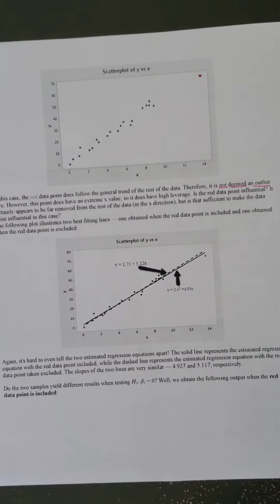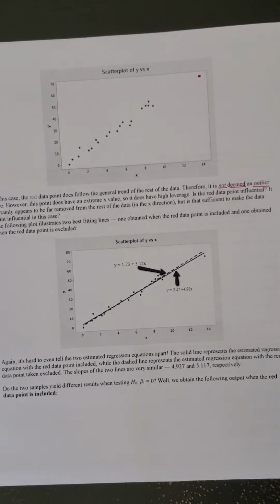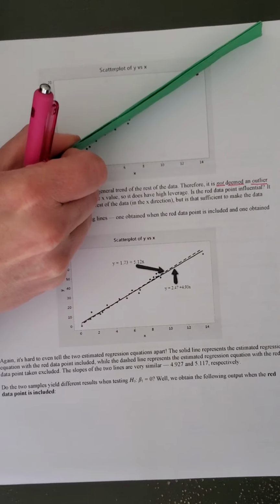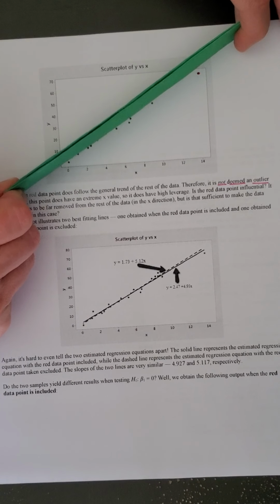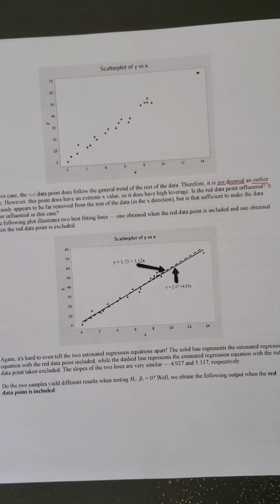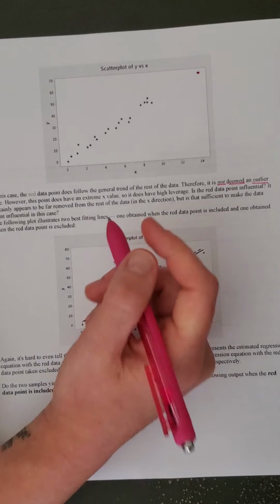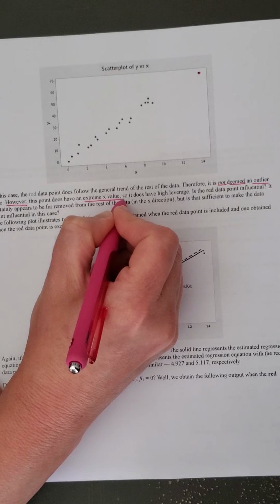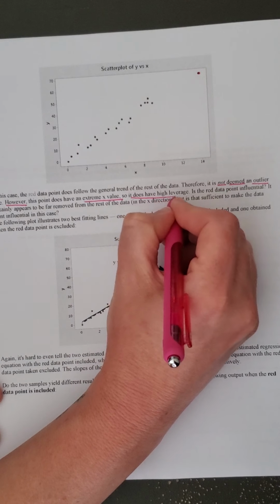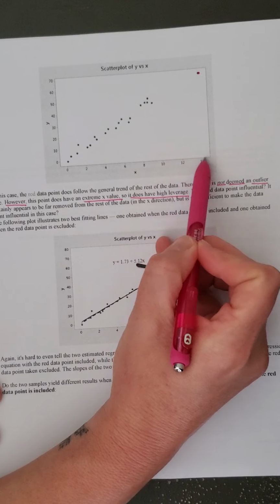So if you were to draw a line of best fit in something like this, you can see it generally does follow the trend of the data. However, this point does seem to have an extreme X value. So it does have high leverage. In fact, we would call this an extrapolation point.